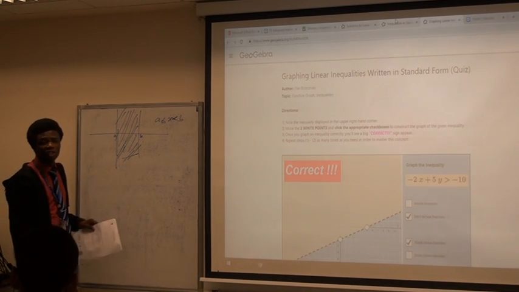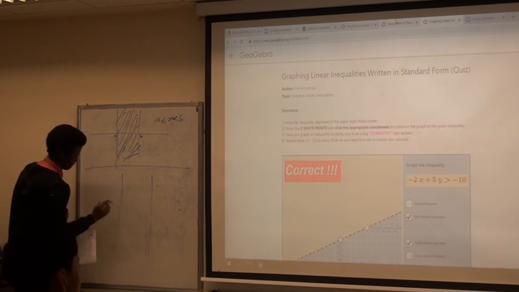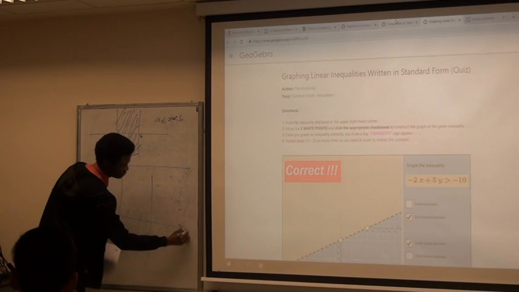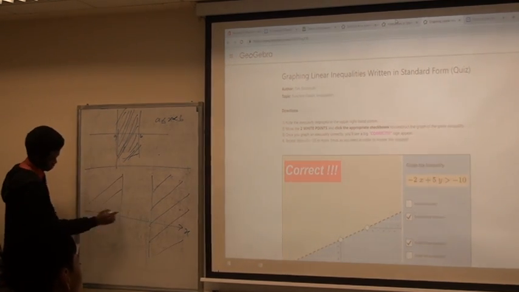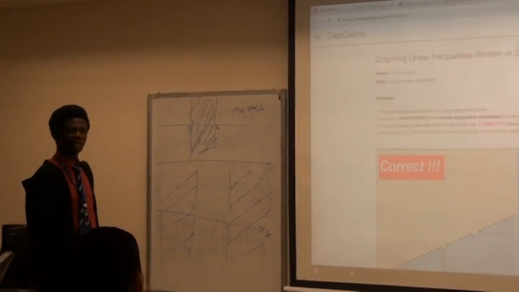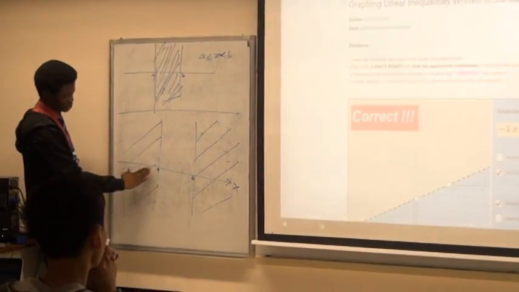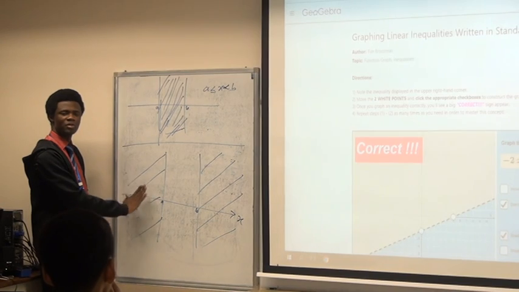If you are not dealing with a region in between lines, something like this, and this is just my y-axis, and you have to consider the inequality for the shaded part, and the shaded part is like that. If this is A and this is B, what is the inequality for this part?